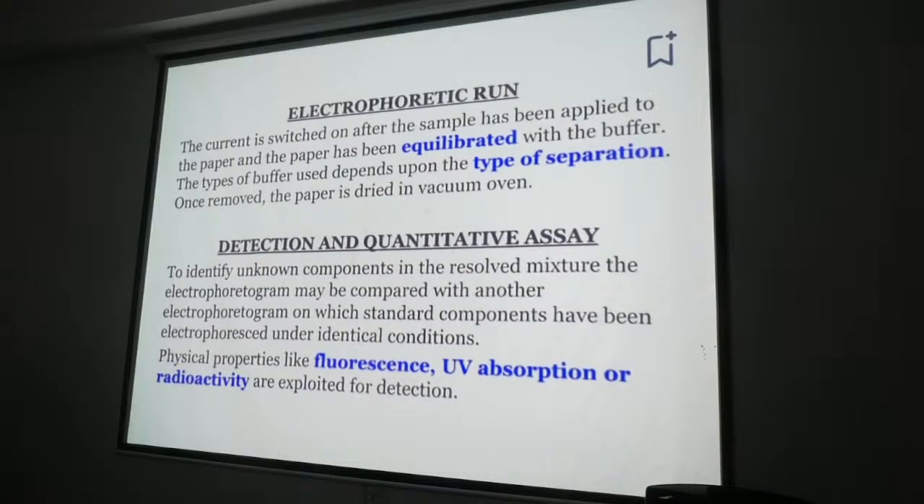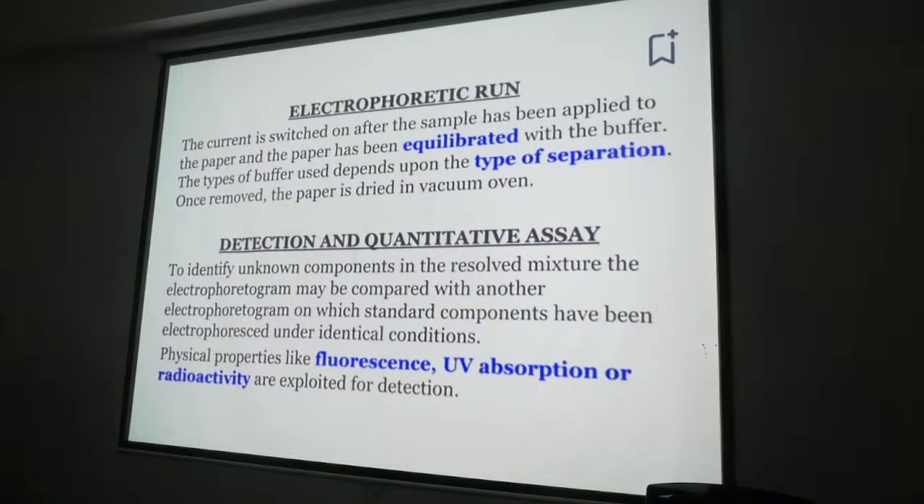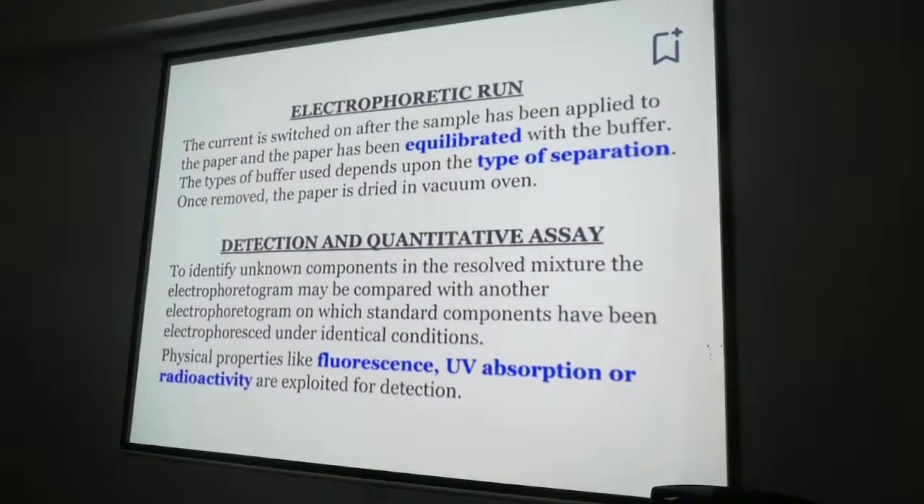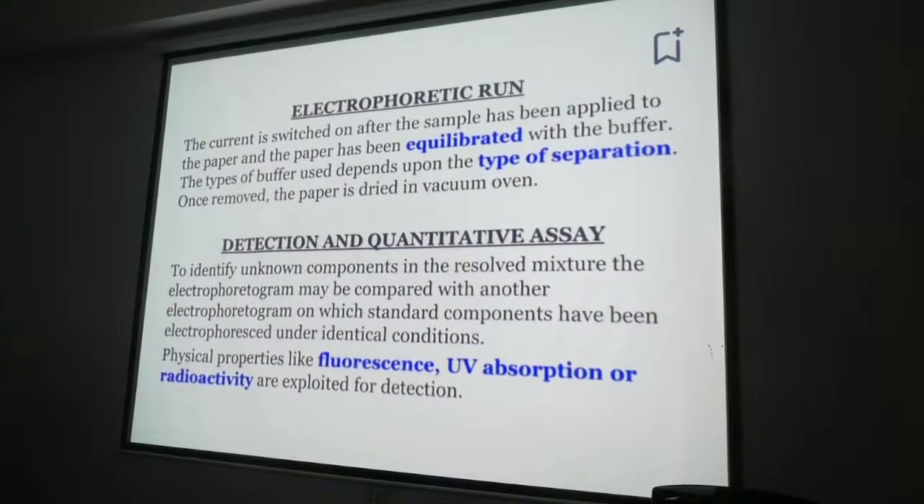The electropherogram may be compared with another electropherogram on which the standard components have been electrophoresed under identical conditions. The conditions will be the same, and we will compare the component of interest with the standard component, and thus we separate and identify them. Physical properties like fluorescence, UV absorption and radioactivity are exploited for detection.